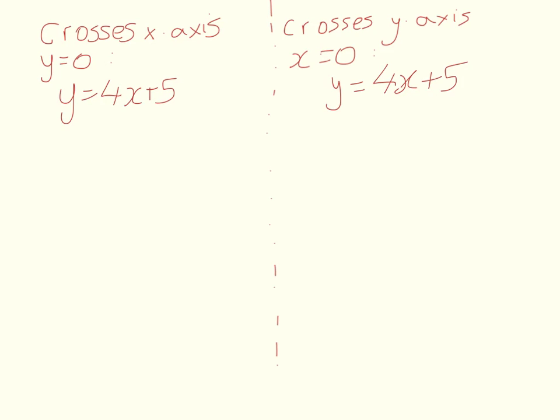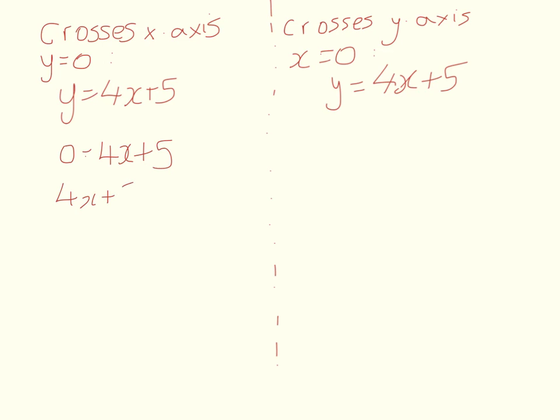We just saw in the last screen that when a line crosses the x-axis, the horizontal axis, all those points have a y-coordinate of 0. So to find where this equation crosses the x-axis, all we have to do is make y equal to 0. So we're going to have 0 equals 4x plus 5, and now we're just going to solve for x. This is just like solving a basic equation.